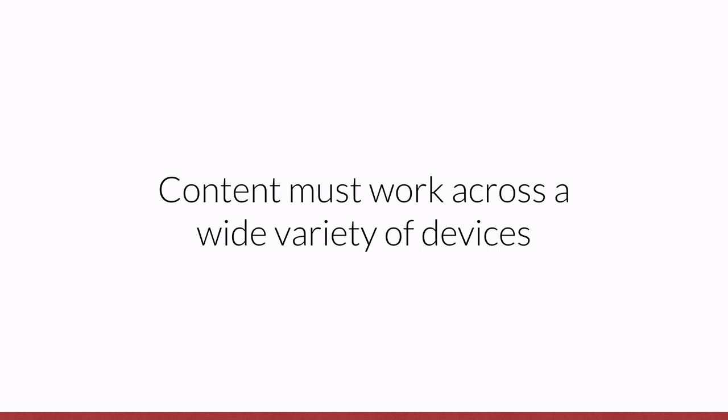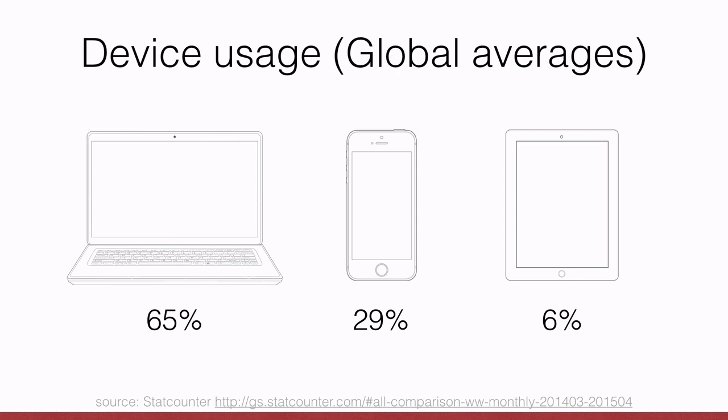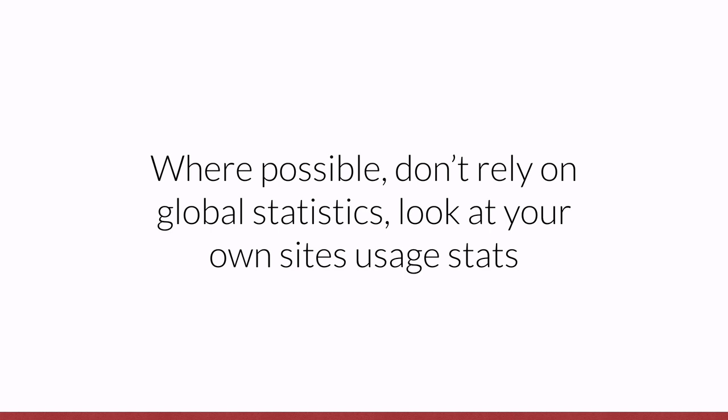If you're looking at global statistics, you're looking at 65% of users on desktops, 29% on mobile phones, and 6% on tablets. But don't rely on these statistics to be true to your site. You should look at your Google Analytics and look at your own usage statistics. So Beamly, for example, 91% of our users are on mobile.